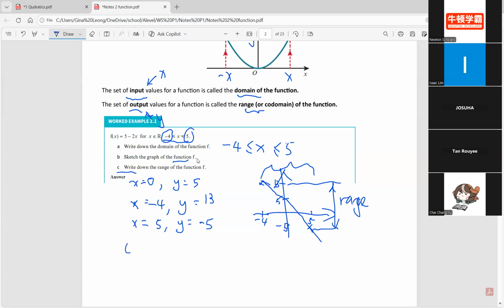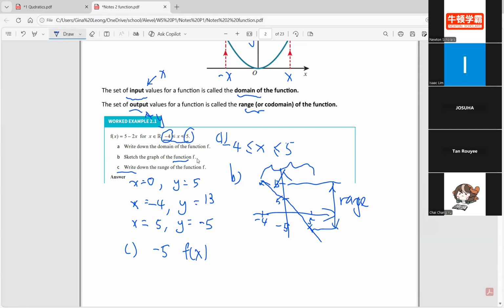So your range will be, this is the B, this is the A. For your range it is here, so -5, he put f(x), then you put f(x). He got an equal sign, then you put an equal sign. Then 13. When you have an equal sign here, then you put an equal sign here. If let's say here has no equal sign, then you don't put an equal sign. Any question?